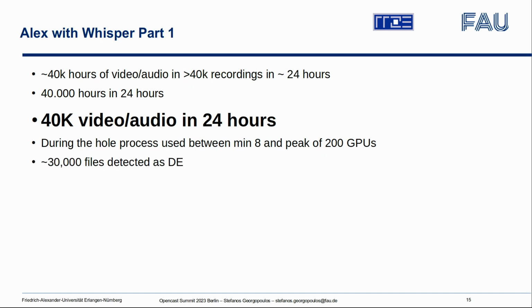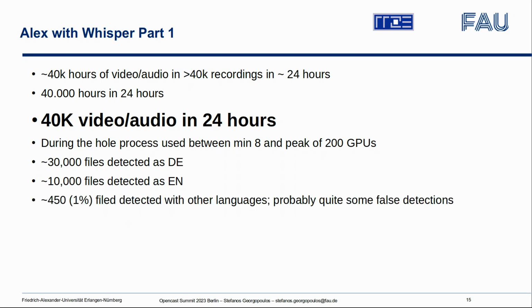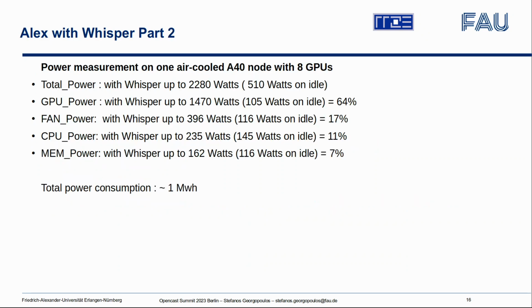We have 30,000 files detected as German. I didn't provide to our engineers, or to Thomas, any details about the audio or the video files. They just ran it automatically, and they found that 30,000 files were detected as German, 10,000 files are English, and there was like 1% that maybe was an audio file with no speech, no one speaking.